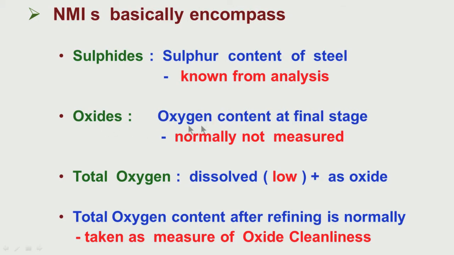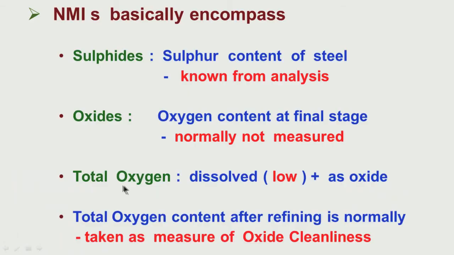But what is happening with the oxides? Oxygen content in steel at the final stage, that means when you have done all the refining and we are casting, is normally not measured. Oxygen in steel is not measured, whereas sulfur, phosphorus, nitrogen and carbon are measured in steel as part of the steel chemistry. So how do you know how much oxide is present in steel? We can know this if we measure total oxygen in steel.